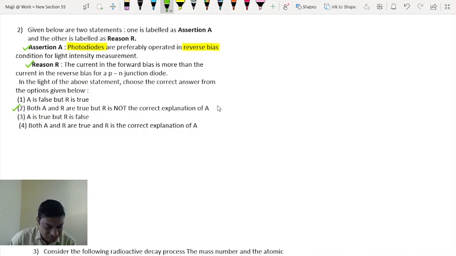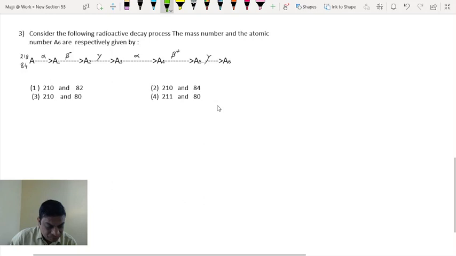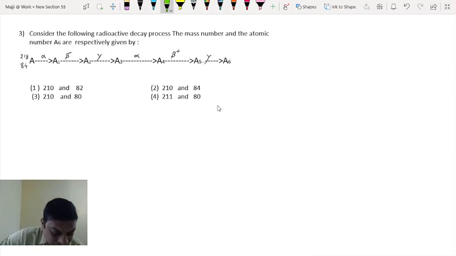Let us move to the next question. Question number 3. Consider the following radioactive decay process. The mass number and atomic number of A6 are respectively given by. So we have to find the mass number and the atomic number of the end product. The end product is A6, as you can see. So straight away we will apply the shortcut. One method is to go step by step. As you can see, A results in A1, then A1 becomes A2, A2 becomes A3 and so on.